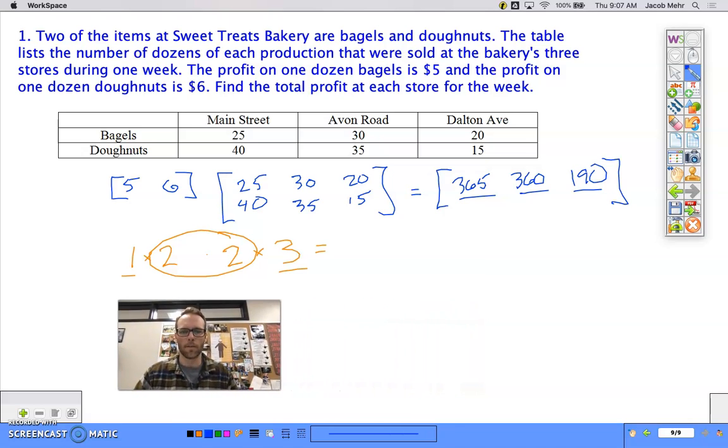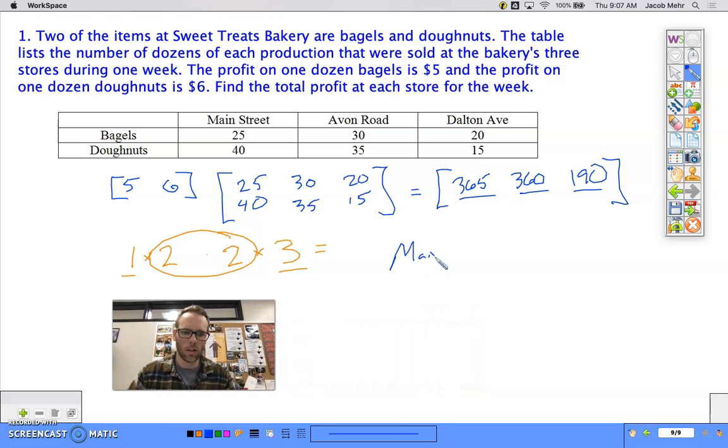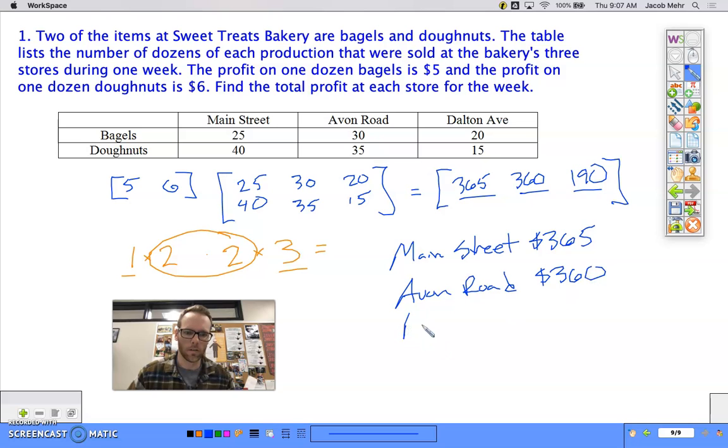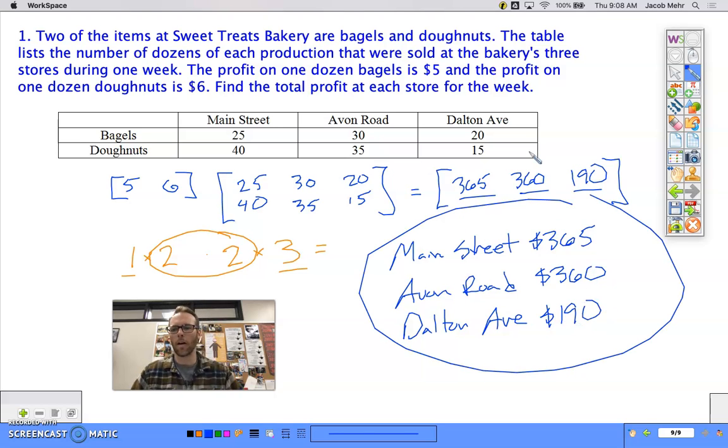So find the total profit for each store. Main Street, its profit, $365. Avon Road's profit, $360. Dalton Avenue, its profit, $190. All right, so there, one application and showing you how to use matrices on your calculator.